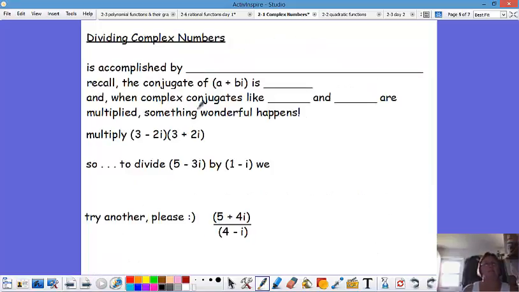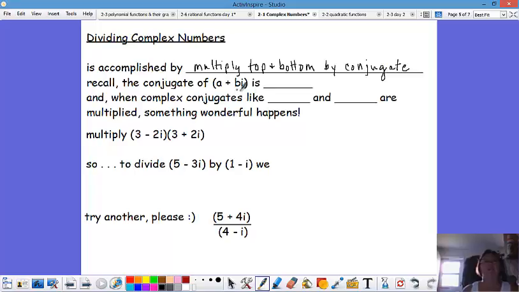Our next operation today, dividing complex numbers. Since a complex number by definition has or can have these two parts, you can divide complex numbers by multiplying top and bottom, numerator and denominator, by the conjugate of that imaginary number in the bottom.